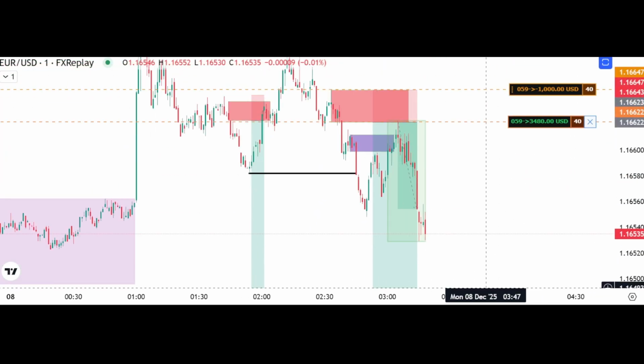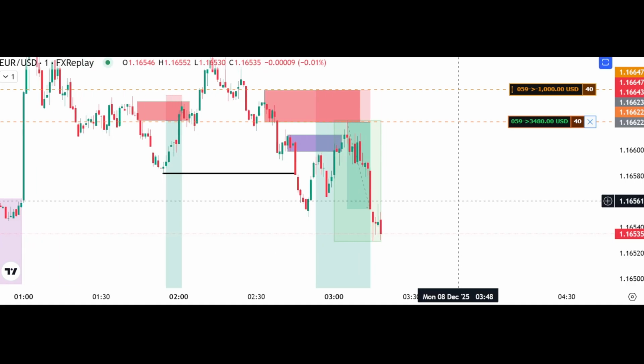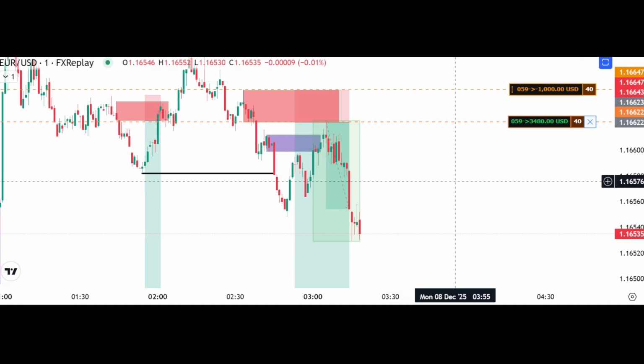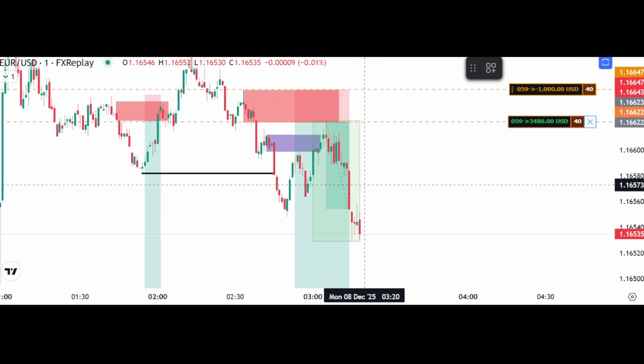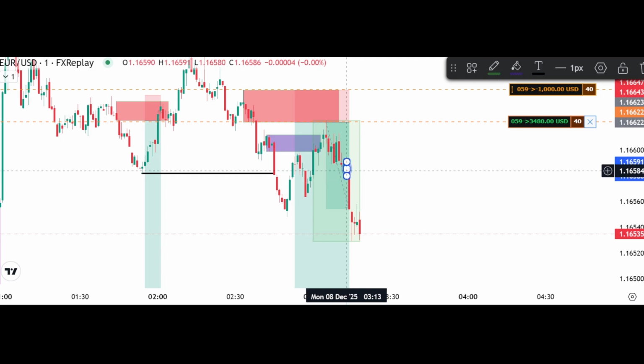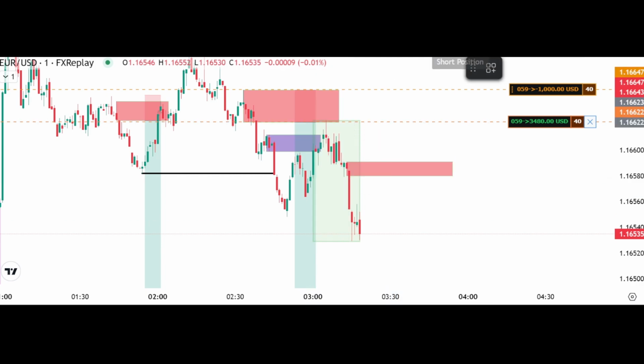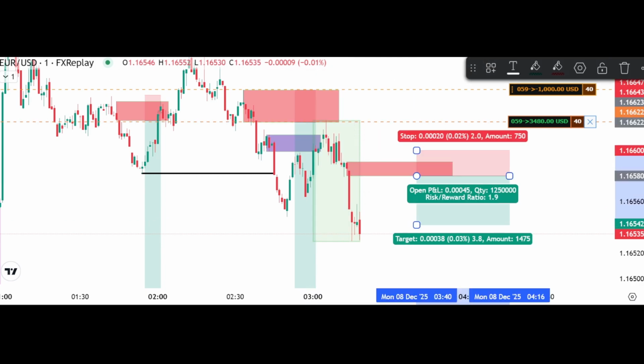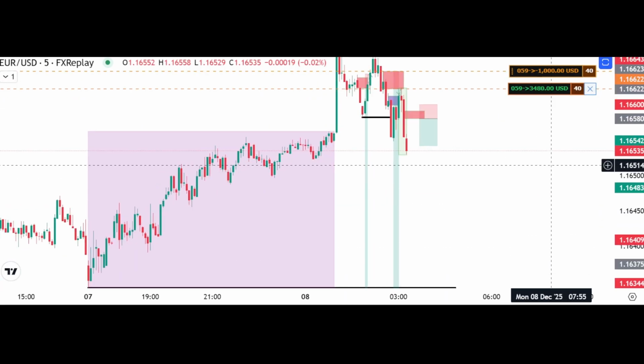We have another break of structure. As you can see, we can keep stacking it. This time picking the point of interest is a no-brainer. As you can see, same thing. Target yesterday's low.